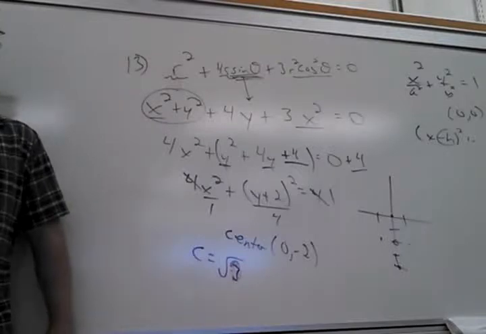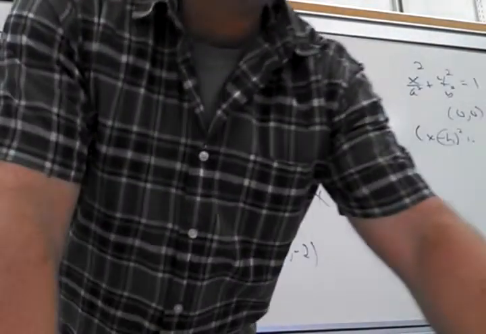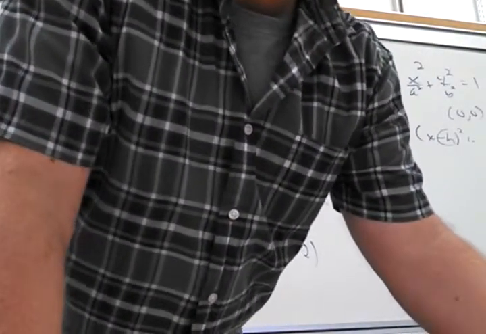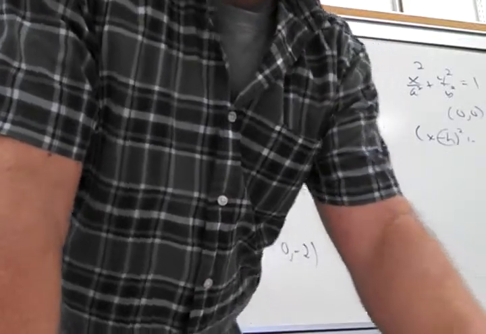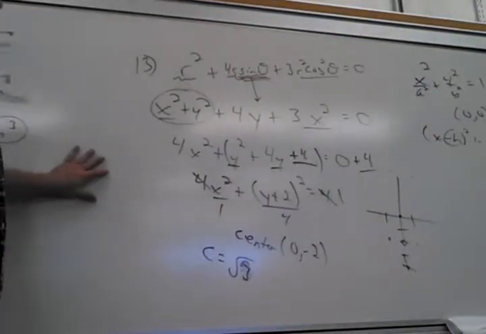Did I put square root of 5 on the sheet? Did I? Oh, good. All right. My brain suddenly felt like I had done that before.